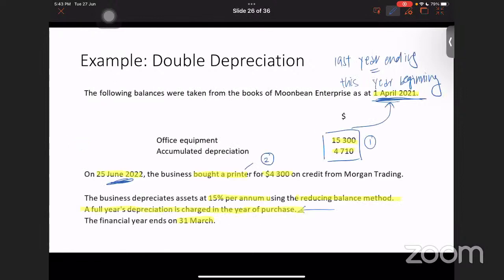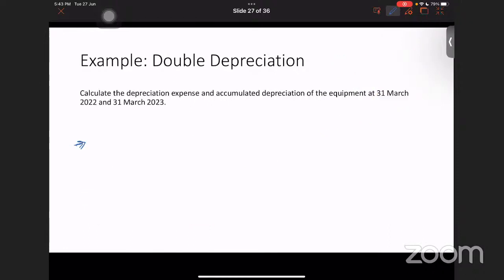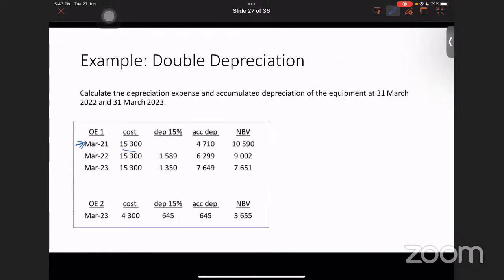Okay, then I will just copy paste these two figures into my table. So 15,300 will be under my cost. Then an accumulated depreciation of 4,710. So I just copy from the table. Your depreciation here, you can just leave it blank. It's okay. Then my MBV, same thing. How to get MBV? Cost minus accumulated depreciation. So I take 15,300 minus this, and that will give me my MBV.